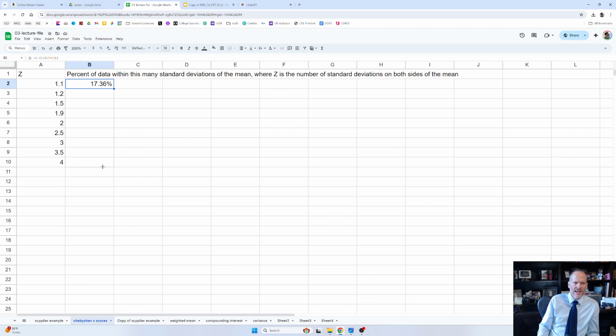And if we copy this down, you can start to see that within 2 standard deviations, we're going to have 75% of our data. Within 3 standard deviations, we'll have 88.89% of our data, at least. And within 4 standard deviations, we'll have 93.75% of our data.